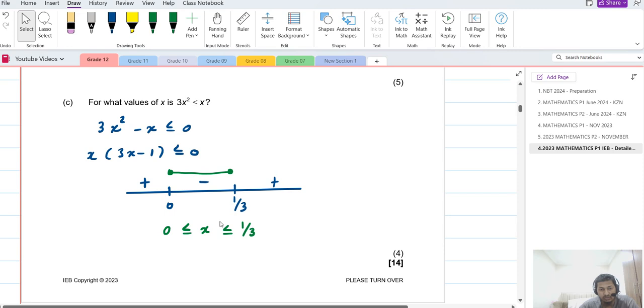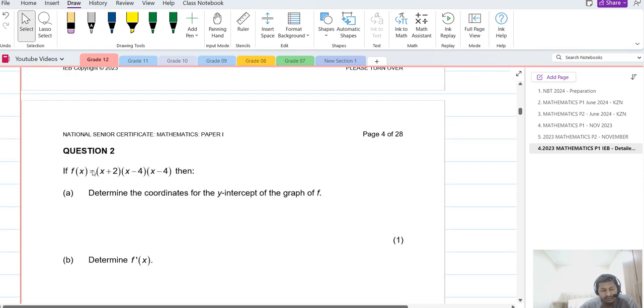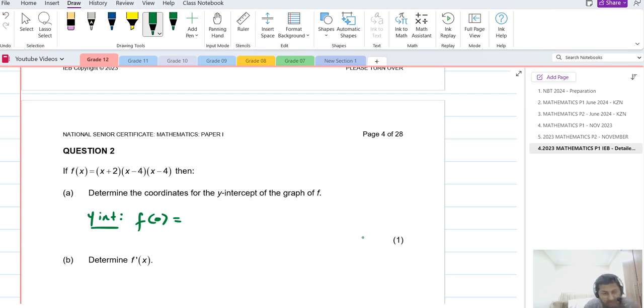Right, moving on to the next question. We have f of x, which is x plus 2 times x minus 4 times x minus 4. Then determine the coordinates of the y-intercept of the graph of f. To find the y-intercept, we need to say f of 0. Right, so if you substitute 0, you got 2 times negative 4 times negative 4. Negative 4 times negative 4 is 16. You should get 32. Right, so what's the y-intercept? Coordinates. So coordinates is 0 and 32.